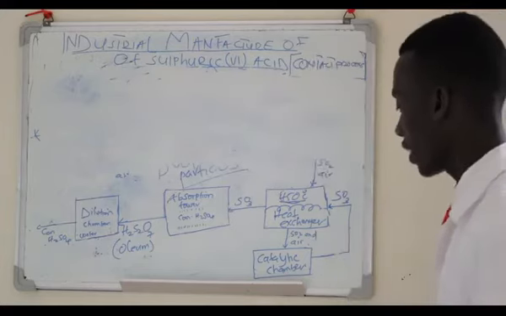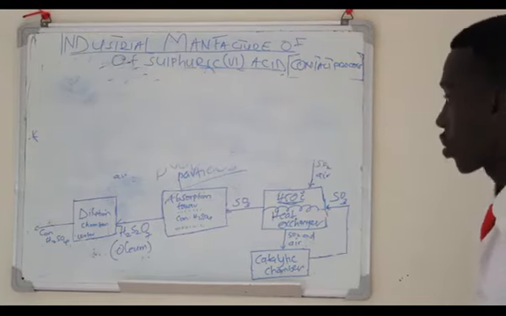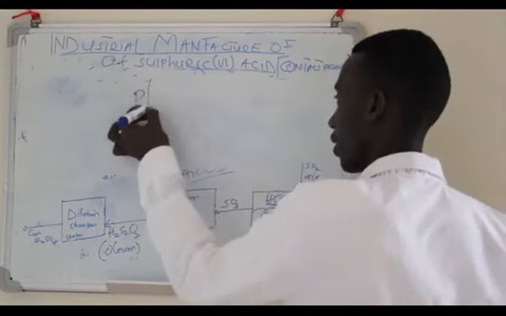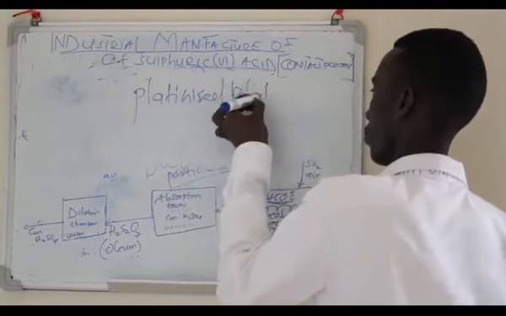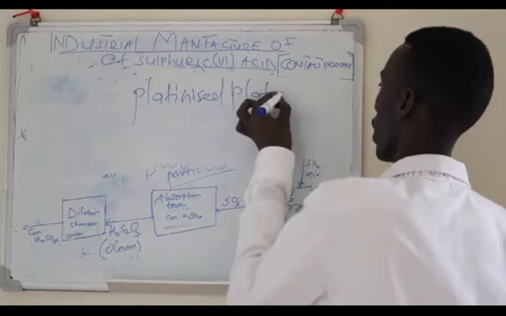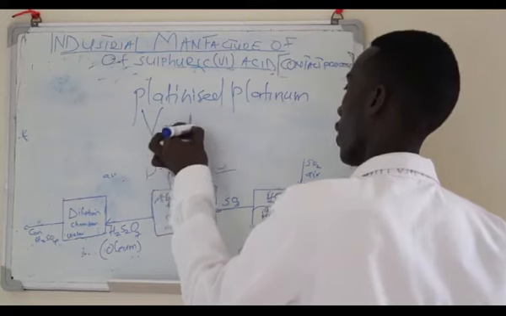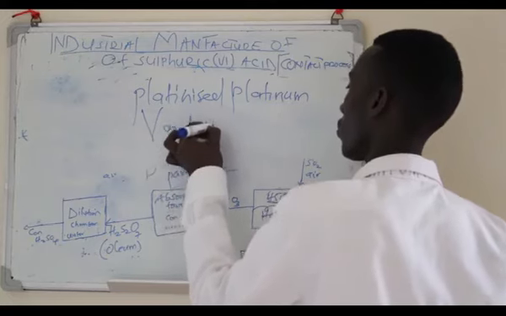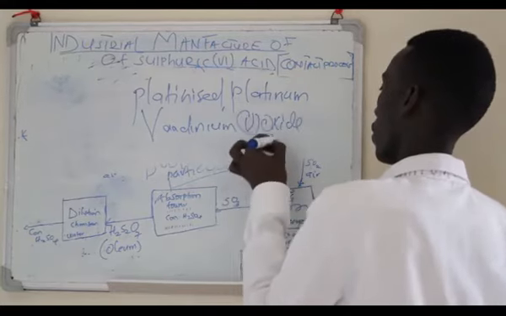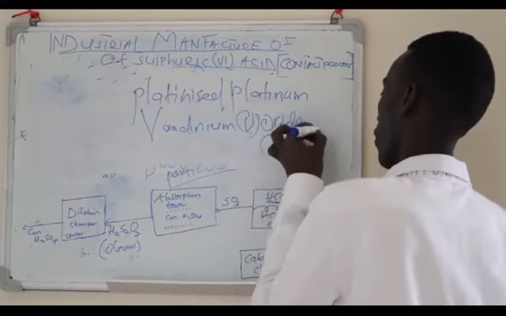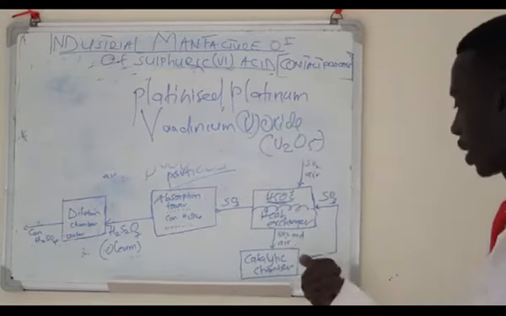We have the two catalysts that are used in this chamber. One is platinum. Another one is vanadium(V) oxide. Vanadium(V) oxide. So these are the two catalysts that can be used in the catalytic chamber.